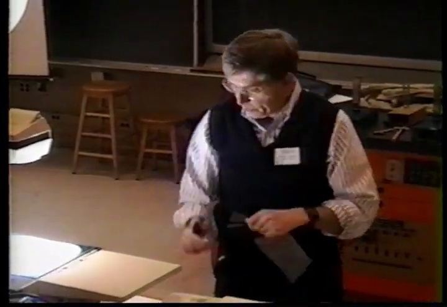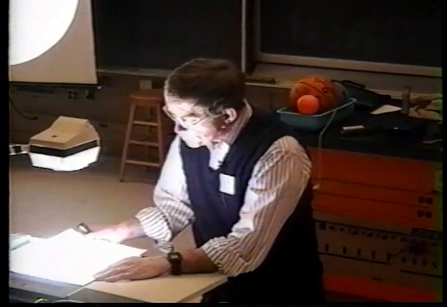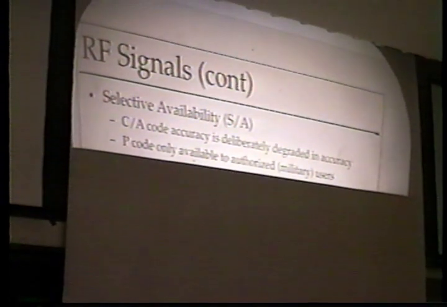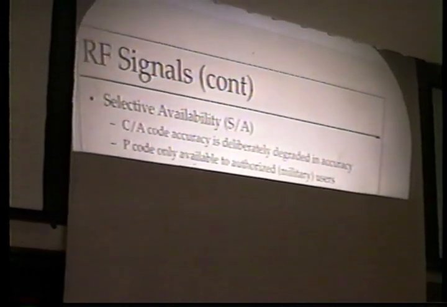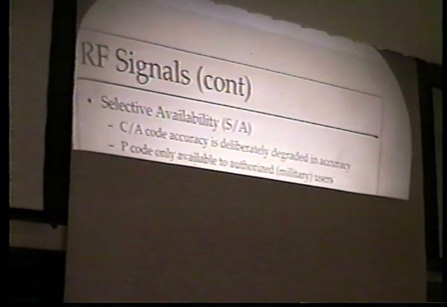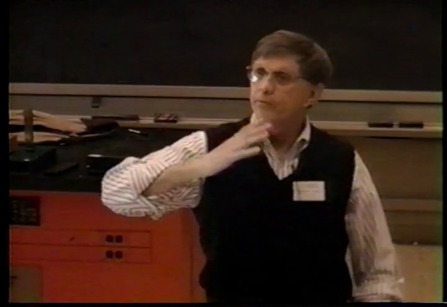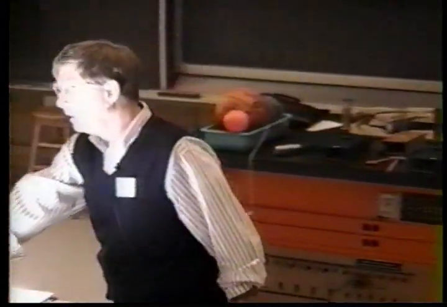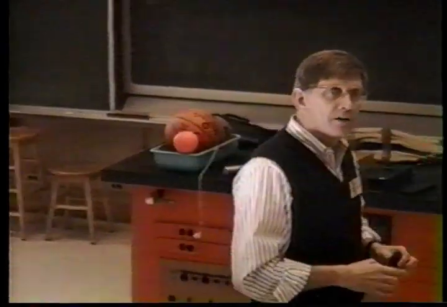Okay. There's more to it than that, though. Let's first just do this part here. On the CA code, the accuracy can be deliberately degraded by something called selective availability. So when S/A is on, the clock signal is deliberately dithered, both over short terms and long terms. So the system spoils the accuracy that I get. I don't get the accuracy from my $300 receiver that the system has, because they're deliberately putting dithers in the clock signals.